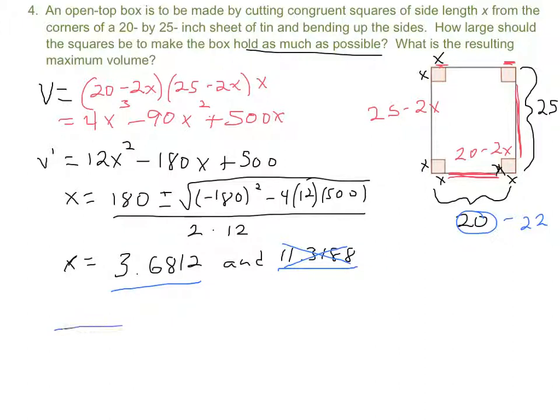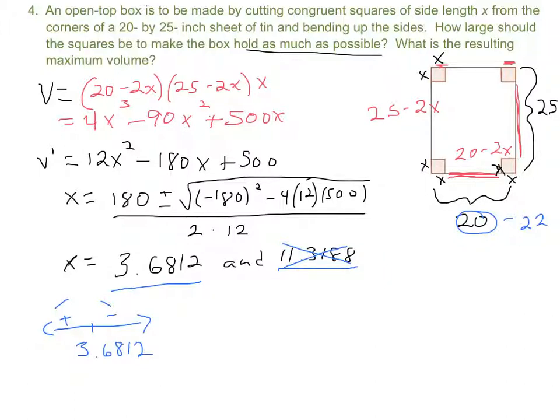So we want to do our little sign chart real quick and make sure that this would be a maximum. Remember that we're going to plug this back in to the derivative, and you're going to have to use your calculator for this, and you're going to find that it does, in fact, between 0 and 3.68 will have a positive number, and greater than 3.6812, then we'll have a negative number, and the value x equals 3.6812 is going to result in a maximum volume.